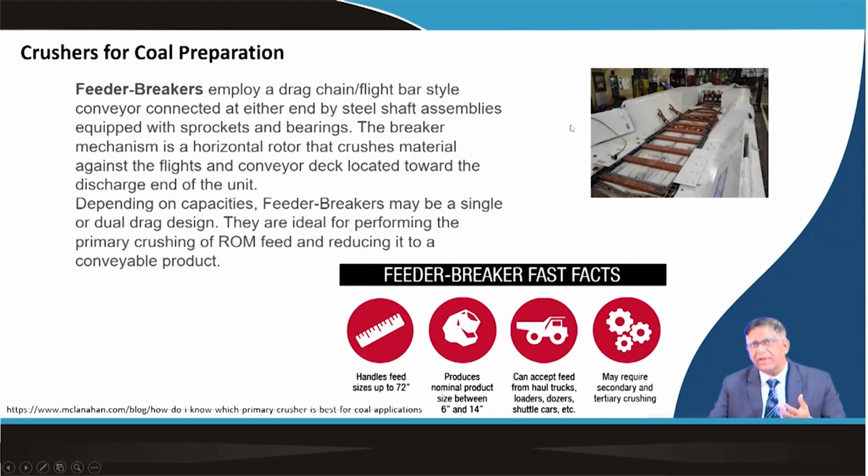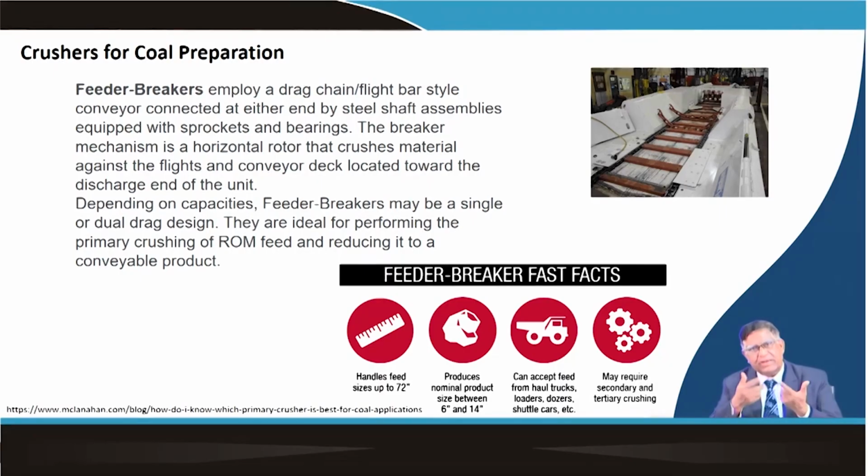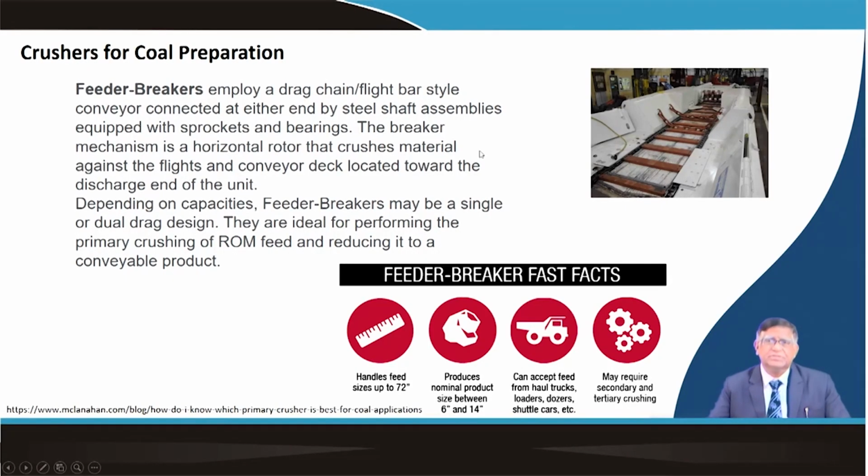So, the coal is coming and falling over here, and that is getting carried away by this inside the trough. Then at the end, the toothed roll will break it by hammering action, and the action between the flight bar and this drum, when the coal gets trapped, breaks it. But here the reduction ratio is not very high, and it may require secondary or tertiary crushing. So, this is how the feeder breaker works in a coal handling plant.